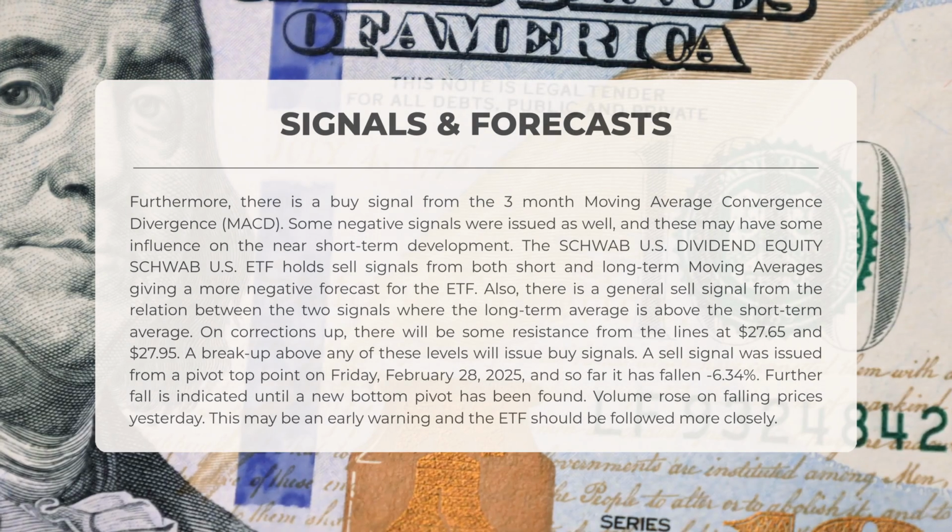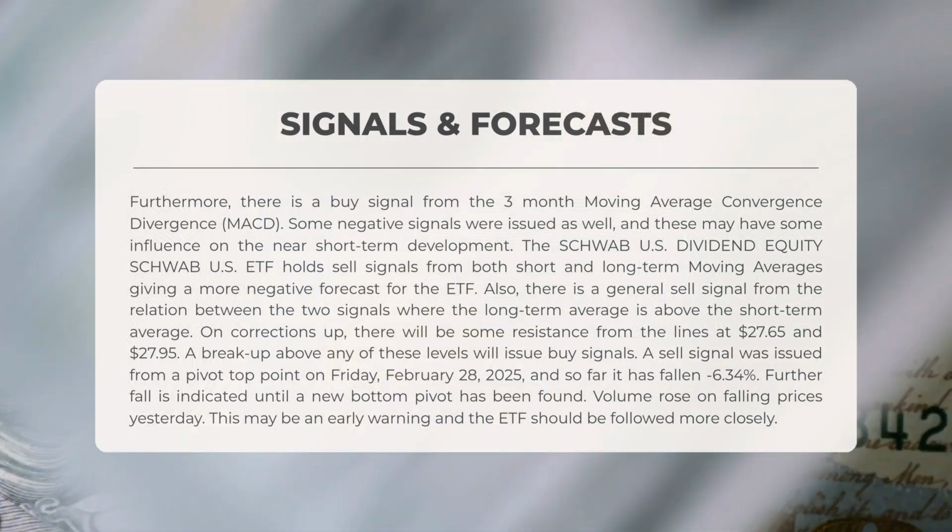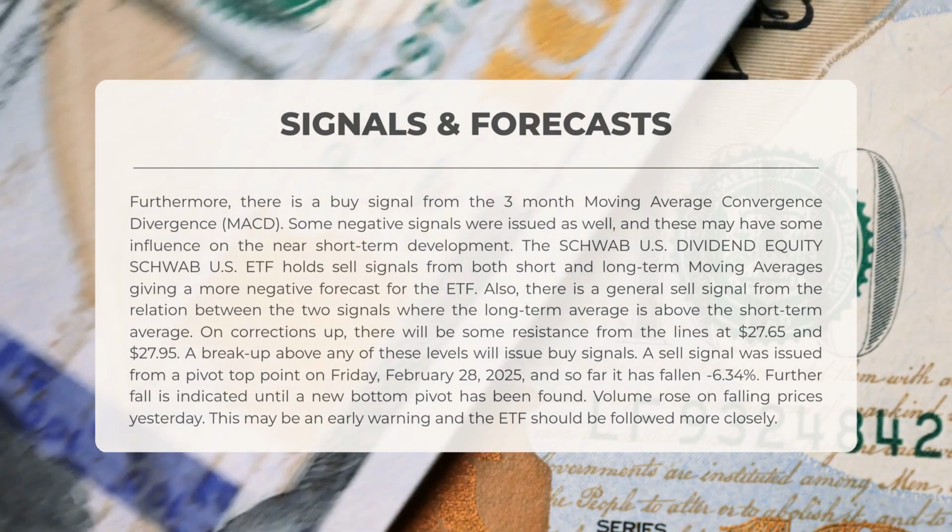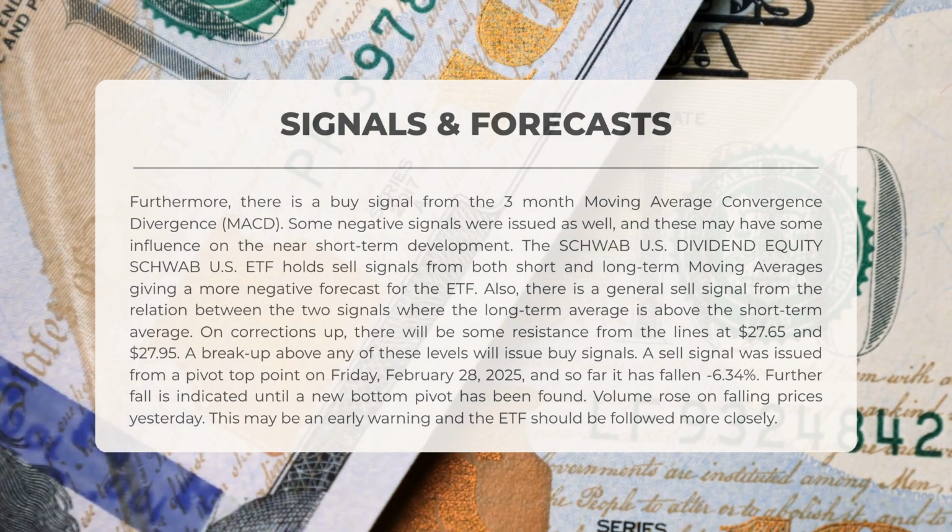Additionally, there is a general sell signal arising from the relationship between these averages, where the long-term average is above the short-term average. During upward corrections, resistance is expected at levels of $27.65 and $27.95. A breakout above either of these levels will trigger buy signals.